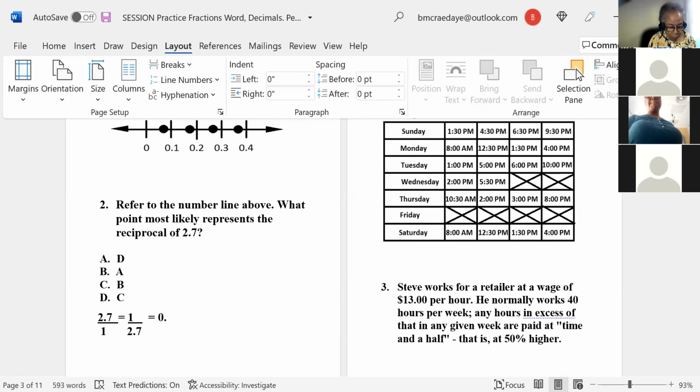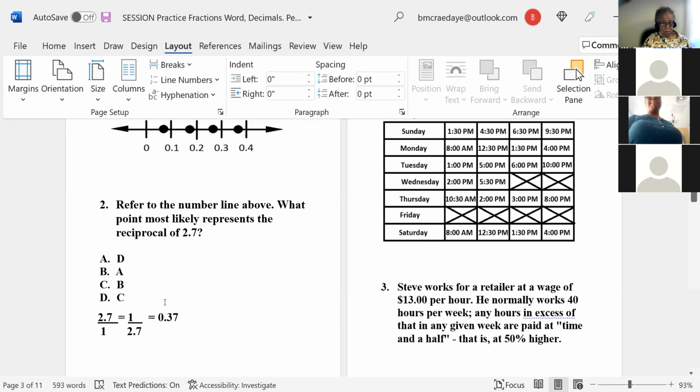Okay, let me go back. 1 divided by 2.7 is 0.3703. That's what I'm getting. What did you get, Mercedes? It's 0.37. We'll stop right there. It's between 2 and 3.